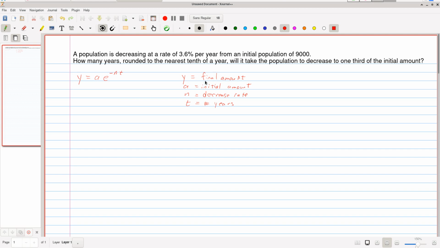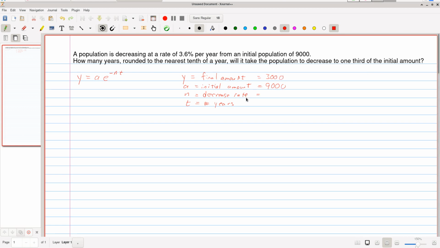So the final amount, it's not given explicitly. We're going to come back to that in a moment. The initial population is 9,000. Now they say the final amount is 1/3 of the initial amount. So 1/3 of 9,000 would be 3,000.